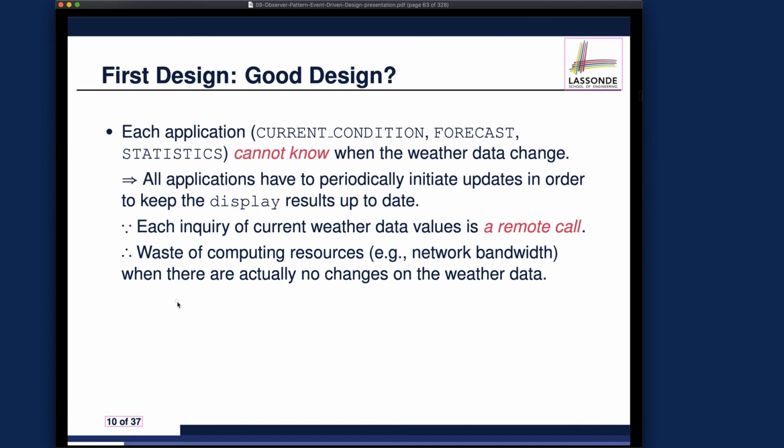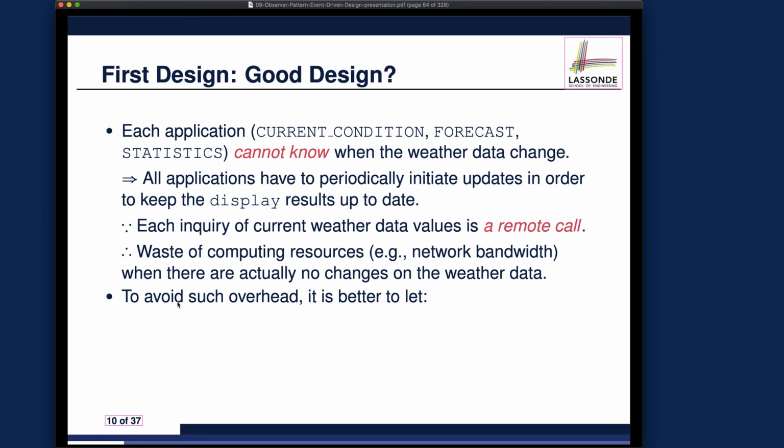Alright, so now let's go back here. It's going to be a waste of computing resources, for example network bandwidth, if the server is remote and there are actually no changes on the metadata. In that case, you don't need to do any communication. You can simply use the cached copies of the measures on the local client's storage. How do we avoid such overhead? Now we want to think about how we can improve the first design. Now that we know its drawback, we definitely know the scope for improvement.